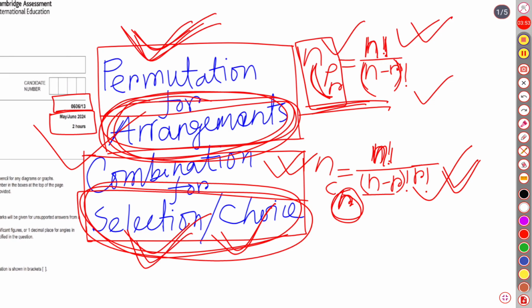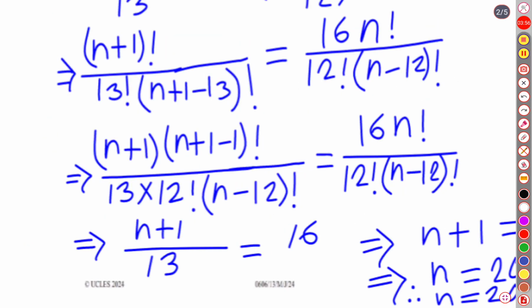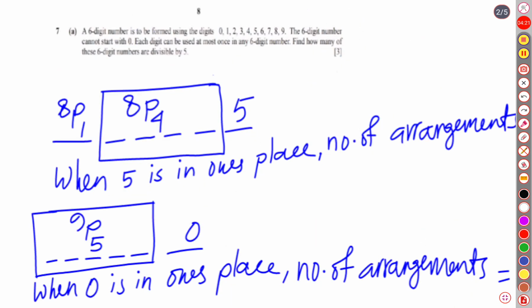Let's start the first solution. The first question belongs to paper 060613, May June 24. That means this is a question of paper 13, 0606, session May June 24.